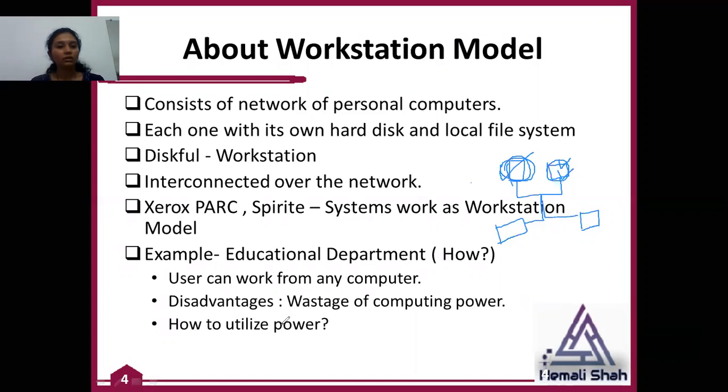Now think about what issues might occur if you are using such a system. What happens if the owner of the computer comes back? See here, user one is working on this computer, but the actual home machine of user one is this one. Now this user U1 wants to use its own home machine.